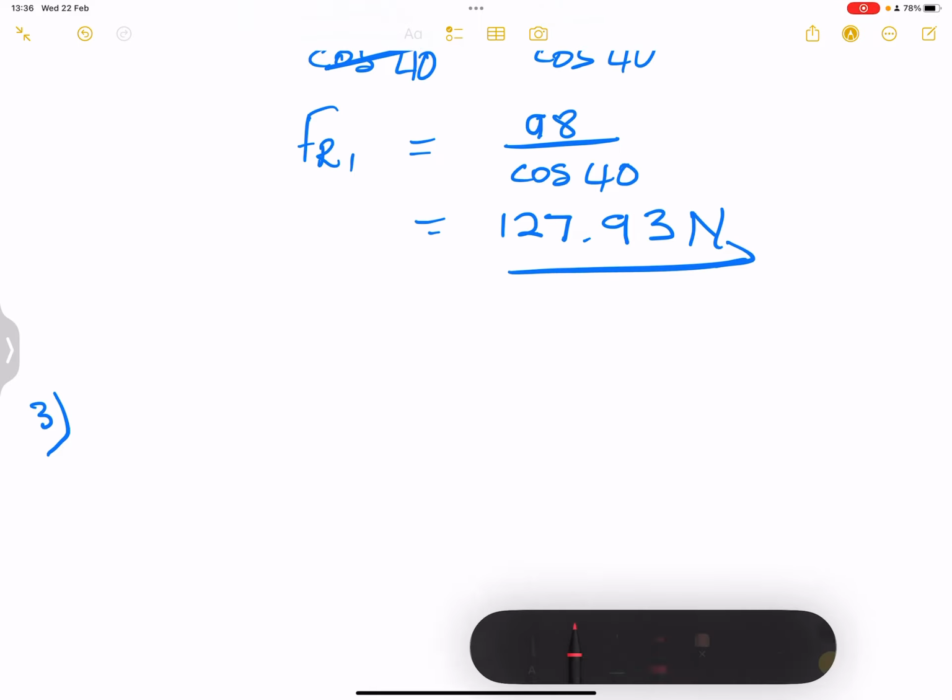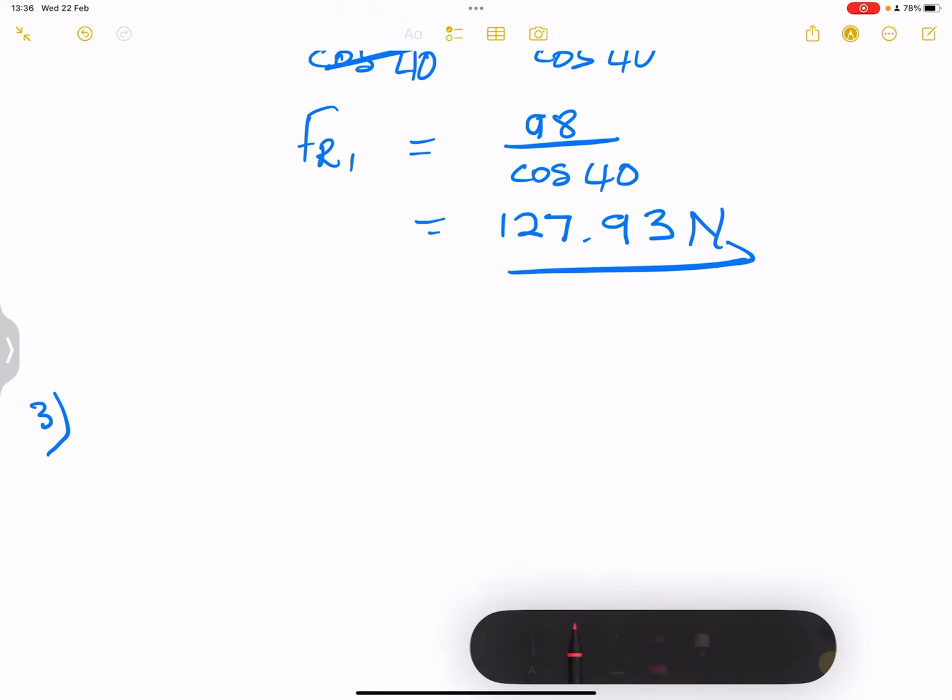We can cross multiply again. The force on rope 2 multiplied by 1 is equal to 98 multiplied by tan 40. So that would be 98 times tan of 40 degrees, and in this case we're going to get 82.23 newtons. And that is how we would calculate the equilibrium forces.